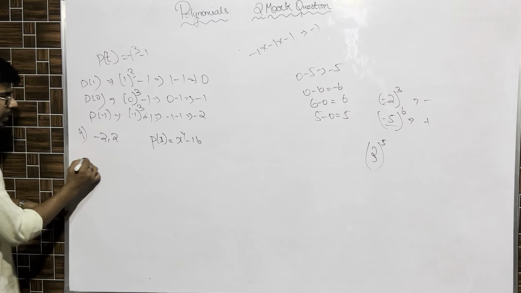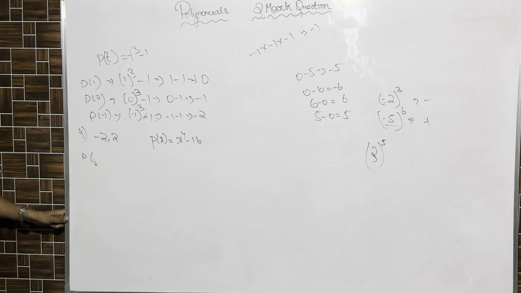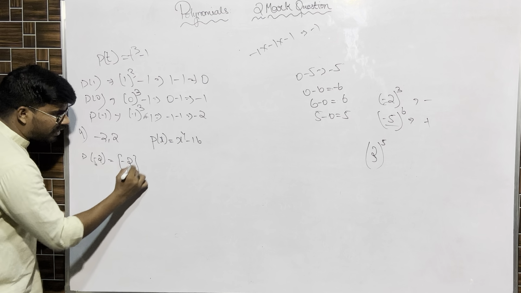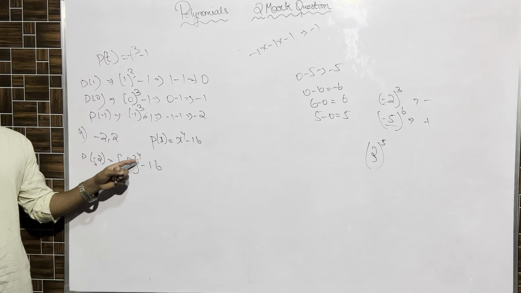We are substituting -2. So P of -2 is equal to (-2) whole power 4 minus 16. Minus there, whole power 4, which is even, so the answer will be plus. I am not talking about the number being even or odd, I am telling about the sign. So the answer is plus.